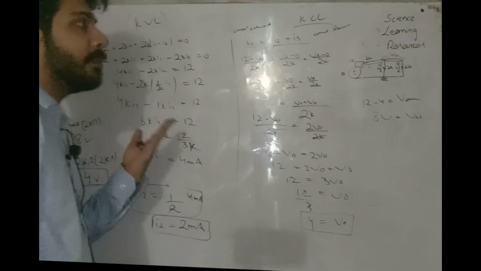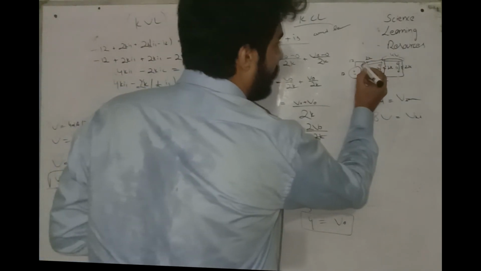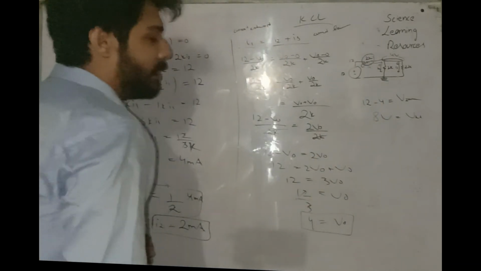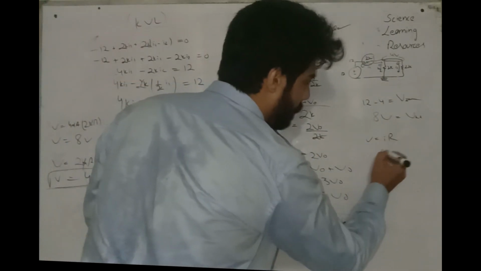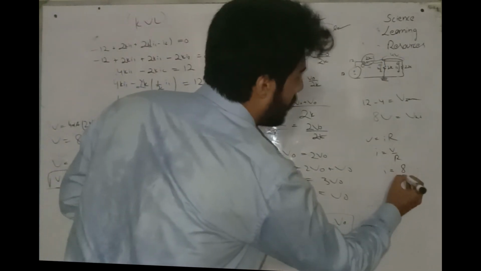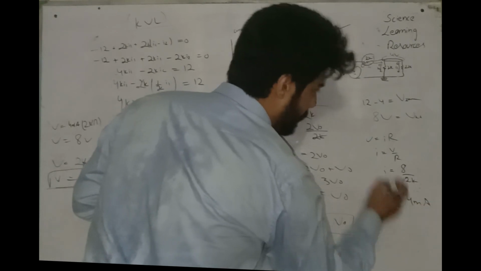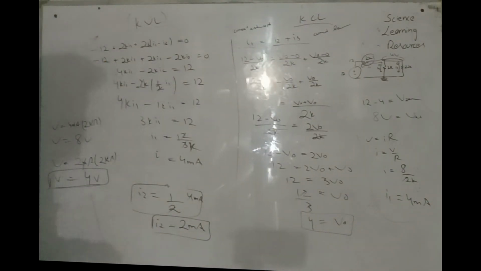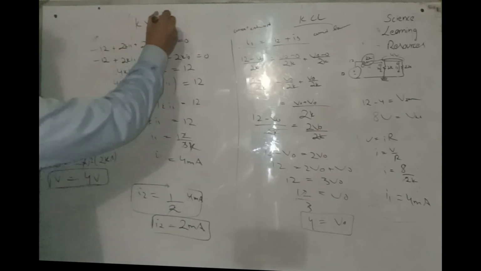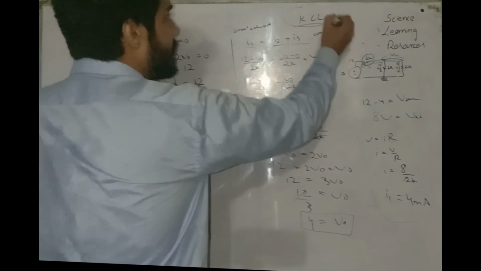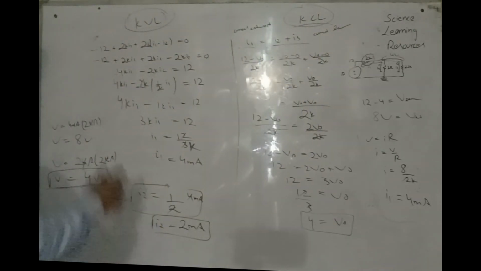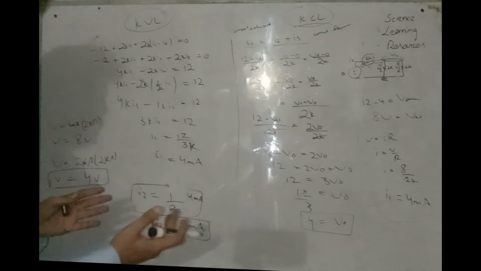If I want to calculate the current in the 2 kilo ohm resistance, then by applying Ohm's law, V equals IR, so I equals V by R. The voltage will be 8, and with 2 kilo ohms, 2 fours are 8, it is 4 milliamps. By this you can see the current here is 4 milliamps. The current I1 was 4 milliamps. So by these two solving techniques, you can have the same answer. If you are not bound, you can use whatever you like to solve this.